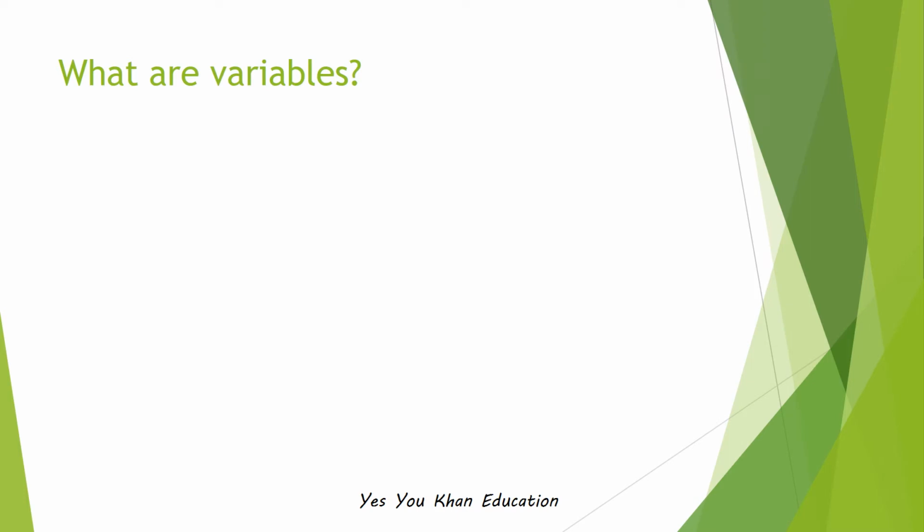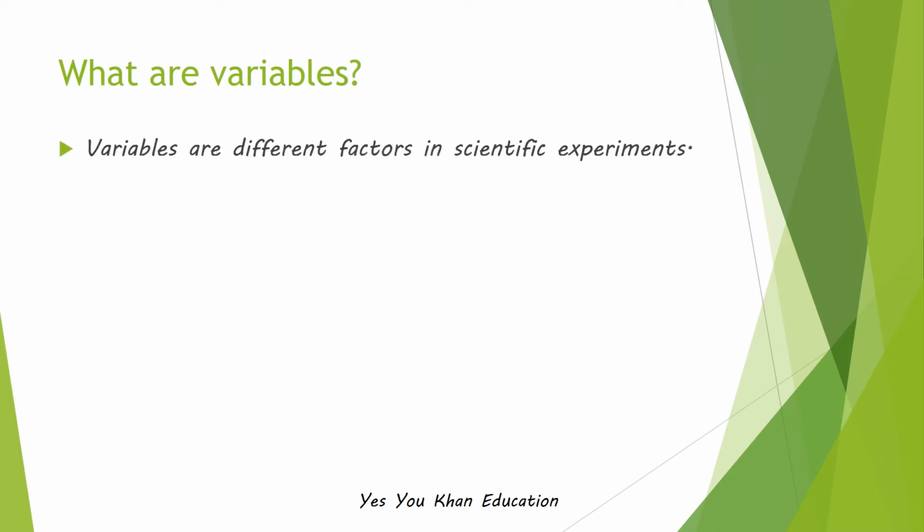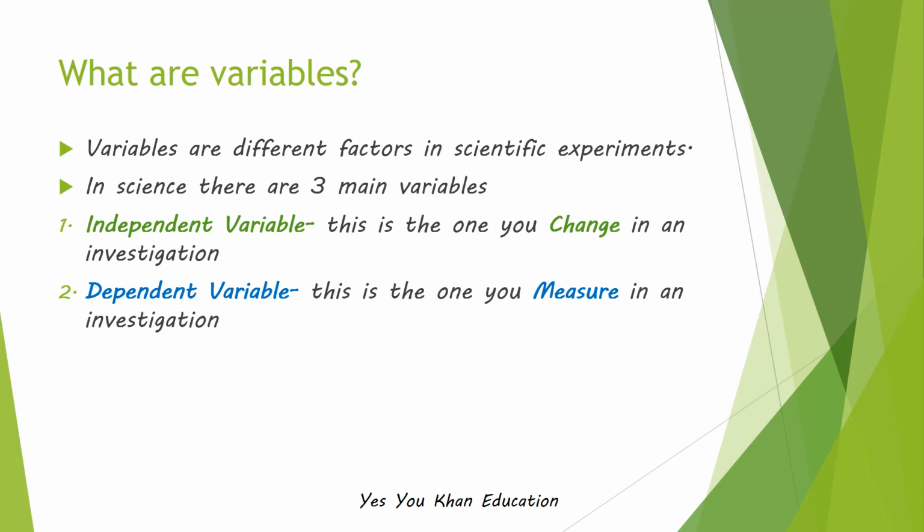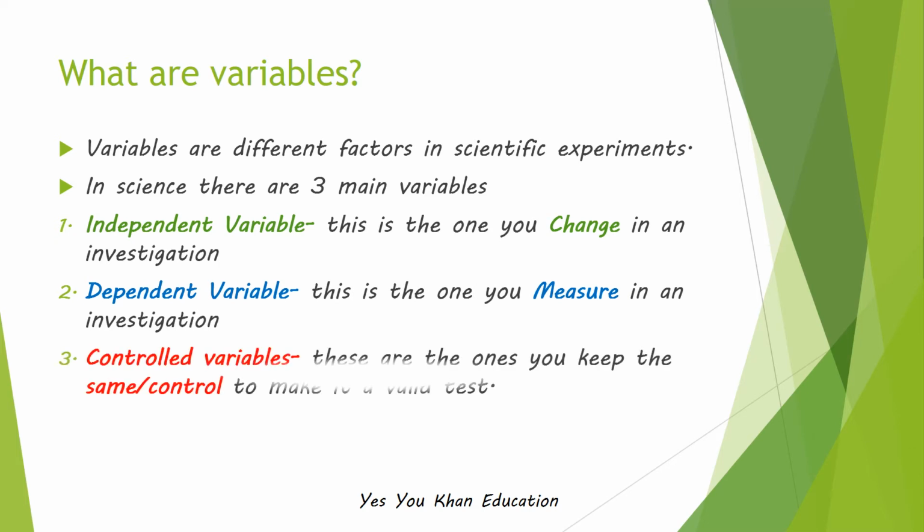So what are variables? Variables are different factors in scientific experiments. In science, we have three main variables. They are your independent variable, which is the one you change in an investigation. You have your dependent variable, which is the one you measure in an investigation. And you have your controlled variables. These are the ones you keep the same or control to make it a valid test.